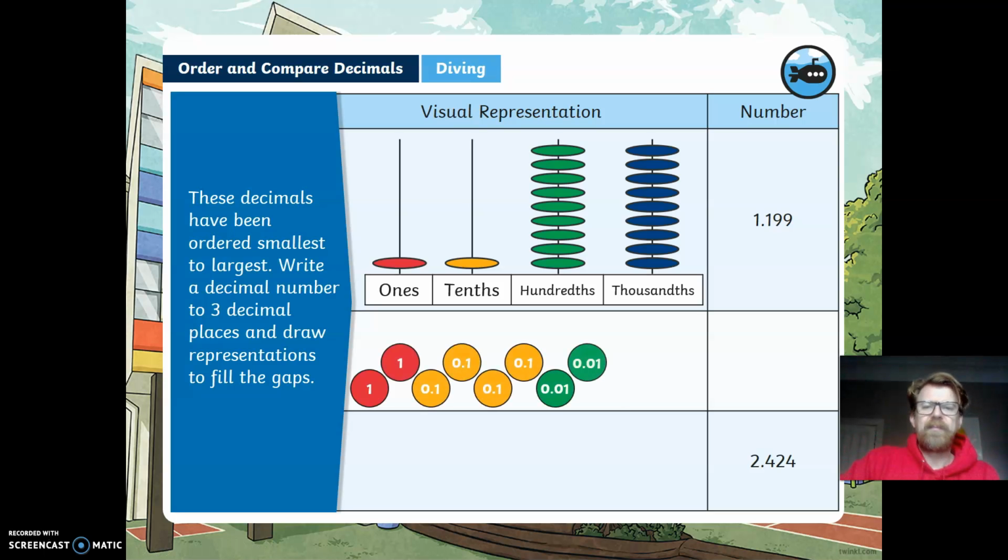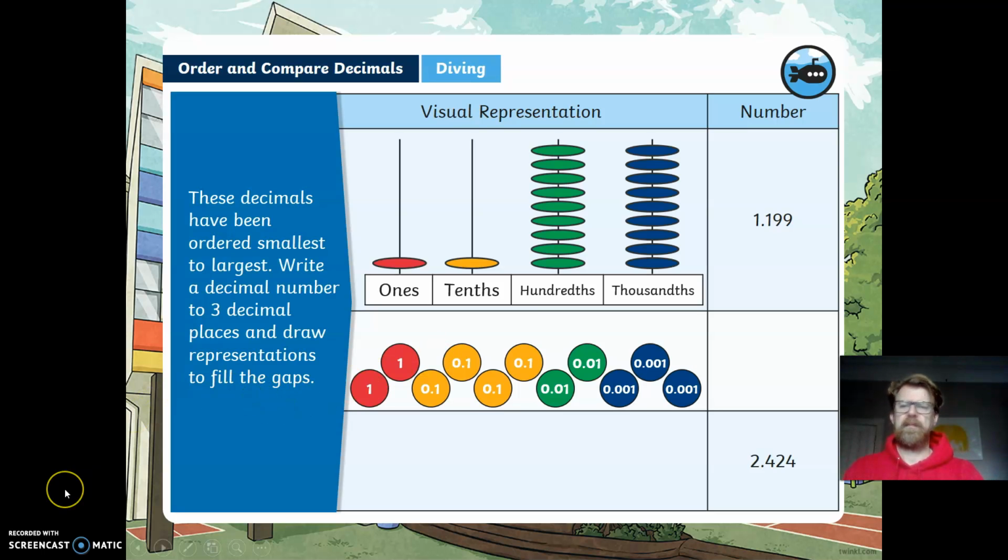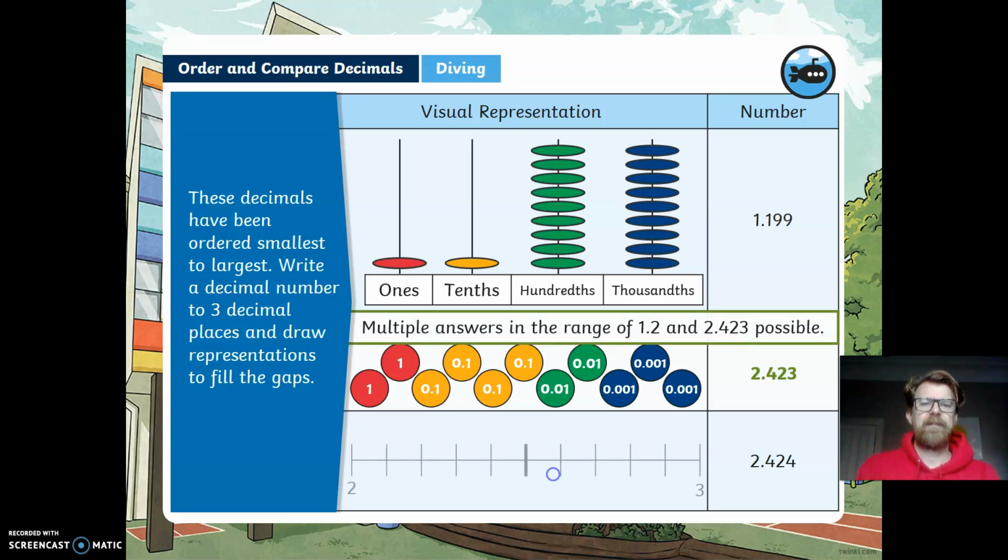What do we have here? Could you quickly work out, put me on pause, and tell me what number you think goes on the right-hand side? So if you got 2.423, you were correct. So it's 2 whole ones, 4 tenths, 2 hundredths, and 3 thousandths. And this is the visual representation for 2.423.